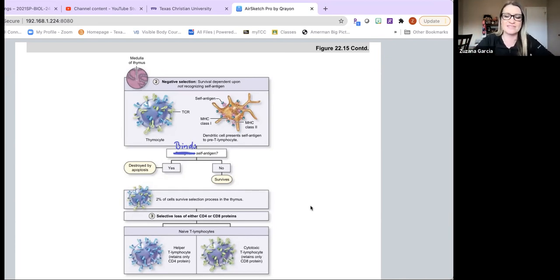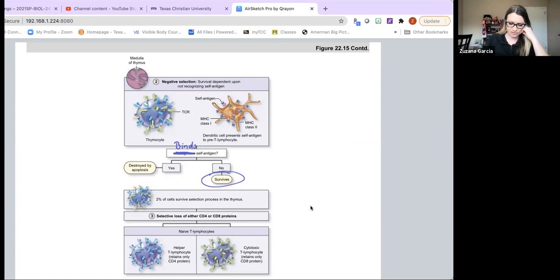In the negative selection, if it binds self-antigen, we have to destroy it. We don't want that one. If it does not bind the self-antigen, then it survives. More than, I want to say, two-thirds of the smaller group that's now in the negative selection will not pass this. So overall, about 2% of the cells that enter the thymus survive and pass both selections. The first one is much more strict.